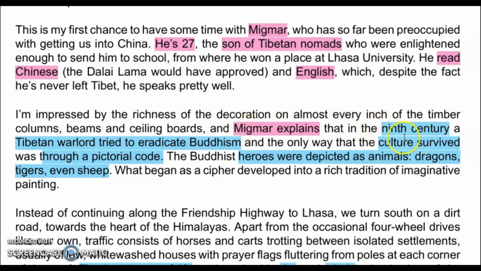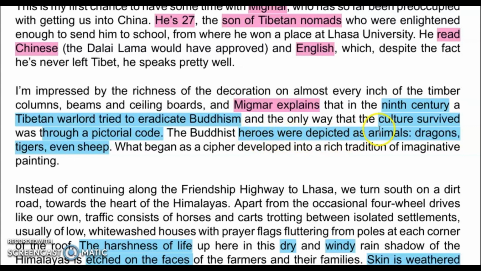And Migmar explains that in the 9th century, a Tibetan warlord tried to eradicate Buddhism, and the only way that the culture survived was through a pictorial code. The Buddhist heroes were depicted as animals, dragons, tigers, even sheep. With the help of Migmar's explanation about Tibetan art and cultural practices, the writer is adding authenticity and is allowing the readers to hear a local perspective too. Then there is a use of symbolism here, when the heroes were depicted as animals, dragons, tigers, even sheep. The use of animals in the drawings represents strength, wisdom, and humility within Tibetan Buddhism.